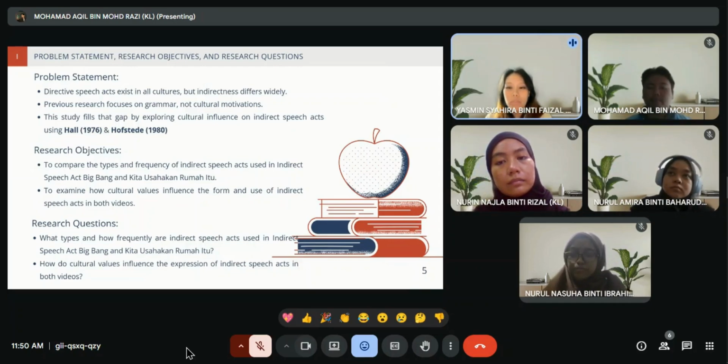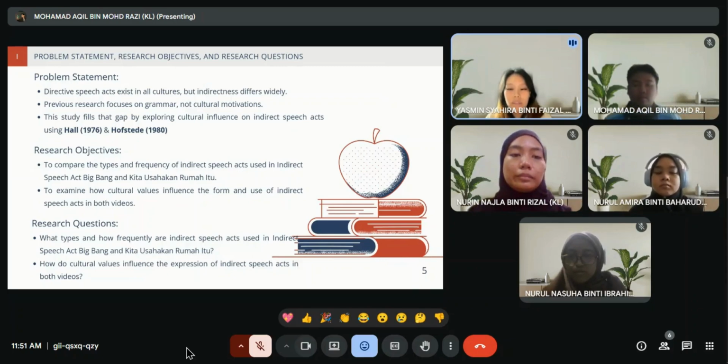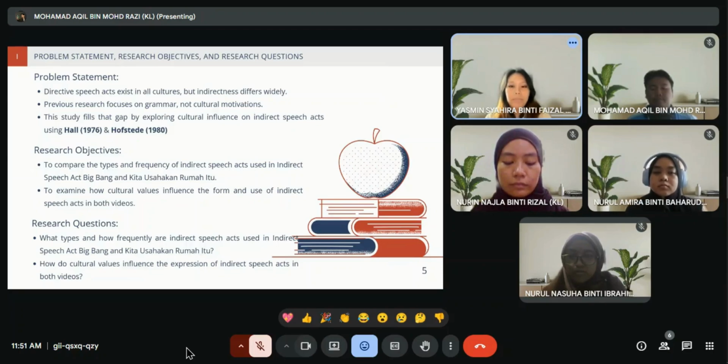Our study has two objectives. The first one is to compare the types and frequency of indirect speech acts in both videos, and the second one is to see how cultural values influence the way indirectness is expressed. And these objectives lead to our two research questions, which are basically the same as the objectives.